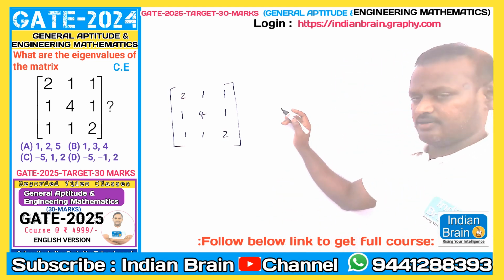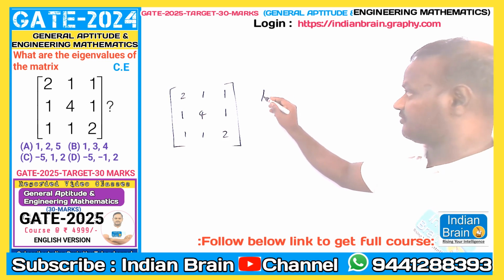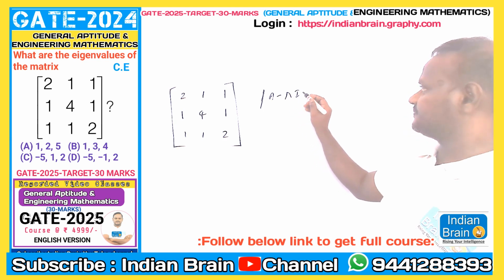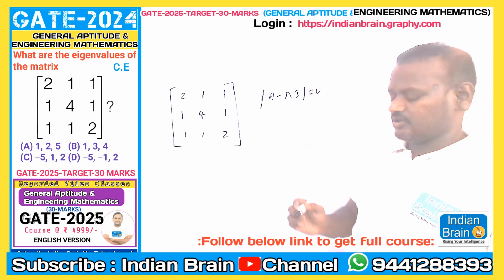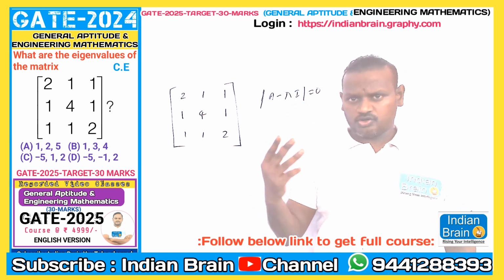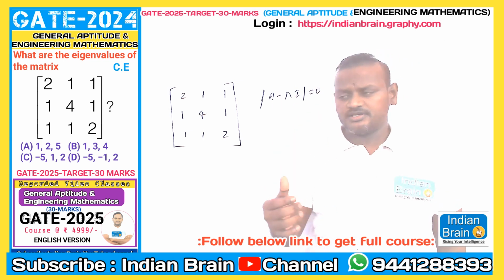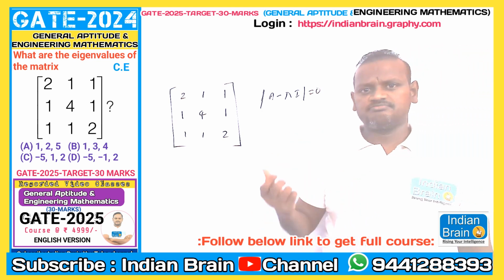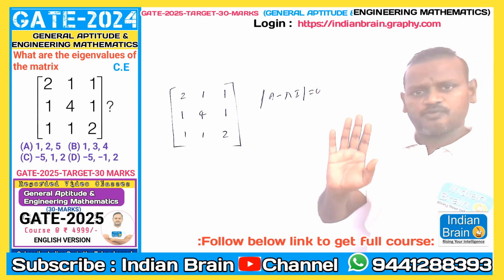First one is what? We need to find det of A minus lambda I and equate it to 0. Then only we can get the lambda values. Why? Because whenever we have a 3 by 3 matrix, we get a cubic equation, so 3 roots will be there. Lambda will have 3 values. That's it, we need to identify lambda. What is I? I means the identity matrix. A means the given matrix. So this is procedure 1.